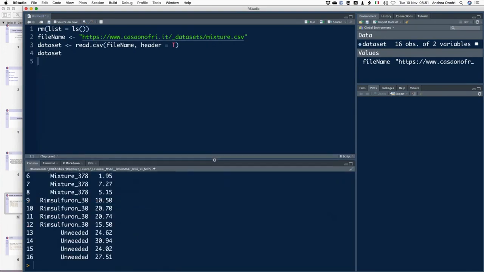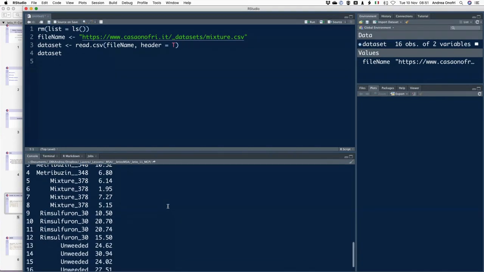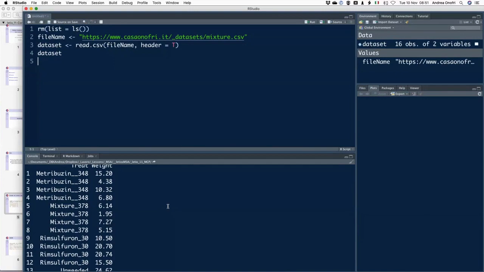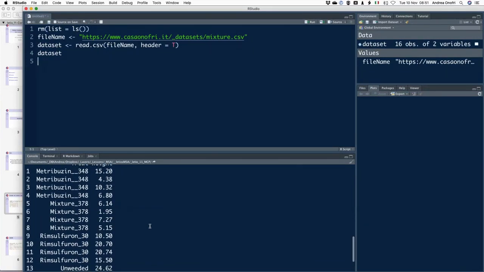Right, so this is the dataset that we know so far. Four herbicide treatments, composed of the unweeded, untreated control, and two herbicides alone and in mixture. And we want to control one weed, Solanum nigrum, and the experiment is completely randomized.